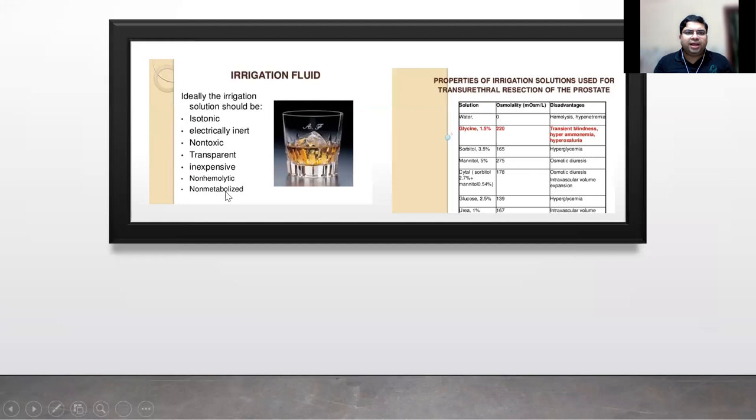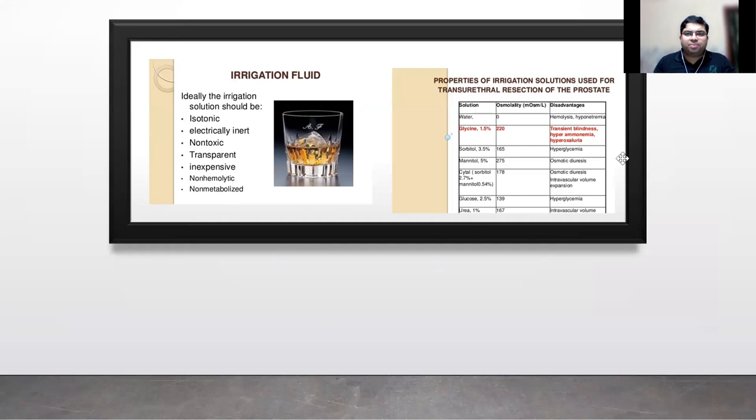Okay. And what should the irrigation fluid be like? It should be isotonic, electrically inert, non-toxic, transparent, inexpensive, non-hemolytic, all this stuff. The most important thing is glycine. If you use water, it will cause severe hemolysis. But glycine 1.5% is the irrigating fluid which is used in our practice.